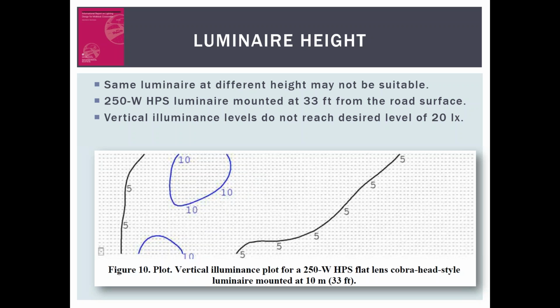The same luminaire used at a different height may not be suitable. In this figure, the same luminaire is mounted at a height of 33 feet, when the other example was 28 feet from the road surface. As a result, the vertical illuminance levels do not reach the desired level of 20 lux.